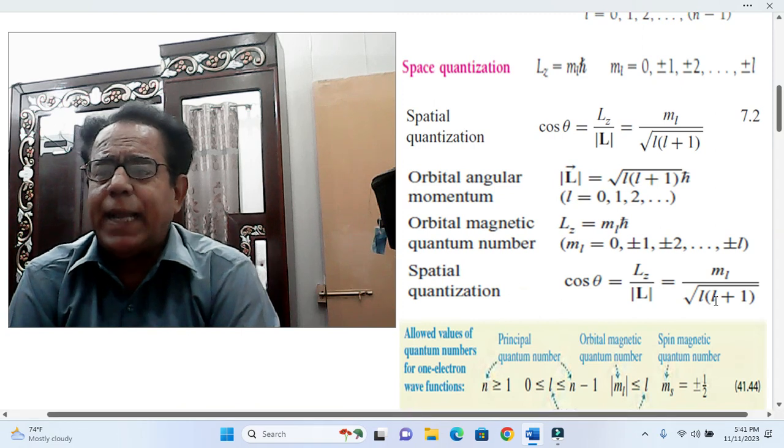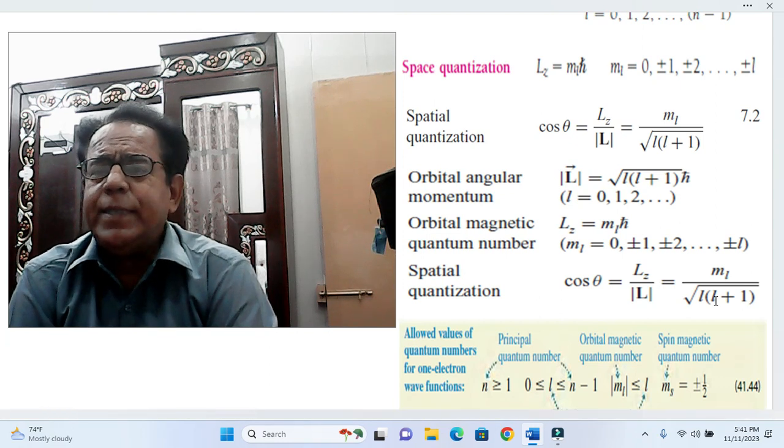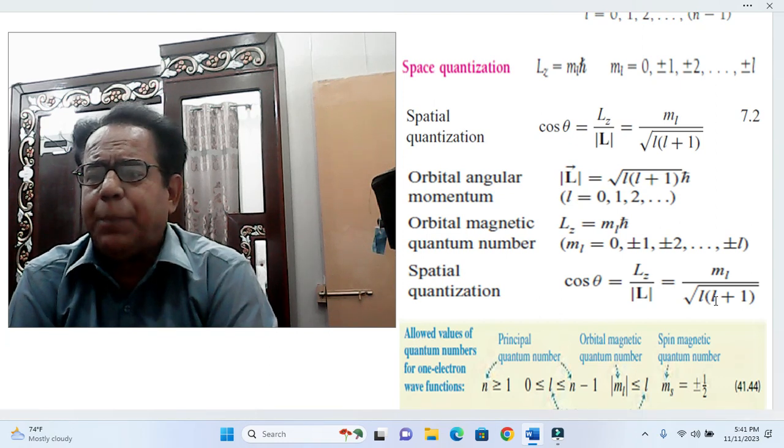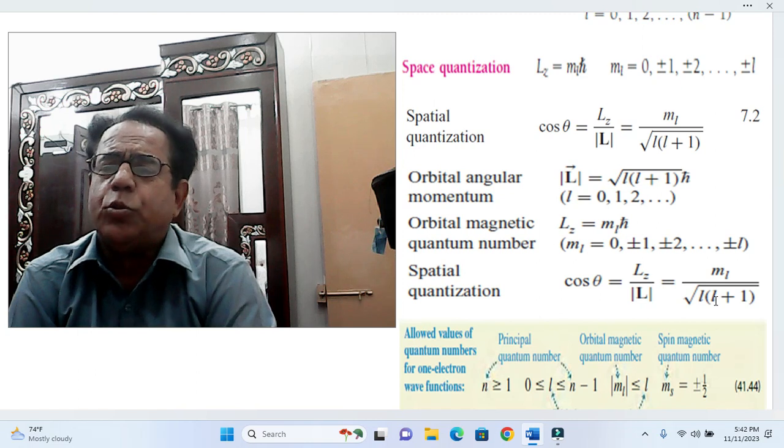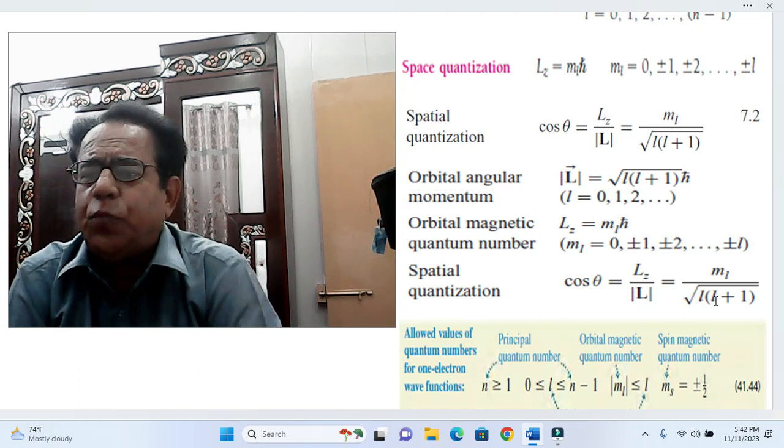Next snapshot is a combination of some different formulas. First is the orbital angular momentum: the modulus value of L is equal to under root l into (l plus 1) into h cut, or h bar, that is Planck's constant divided by 2 pi, where small l is equal to 0, 1, 2 and so on.